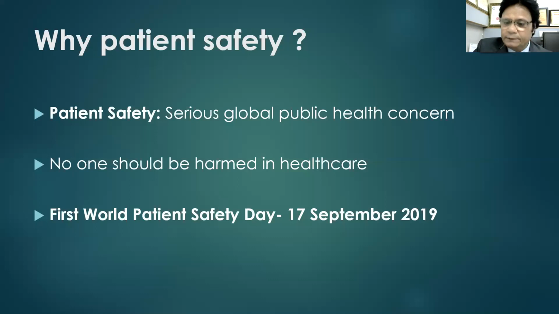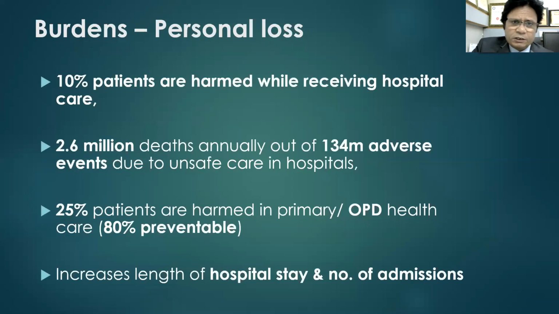ensure safer healthcare. But the burdens are: 10% of the patients are harmed while receiving hospital care. More than 50% of these harms are avoidable. The occurrence of adverse events is very huge, which results in 2.6 million deaths annually due to unsafe care in the hospital. 25% of patients are harmed in primary care, OPD care, the ambulatory care, and the majority of it is preventable.